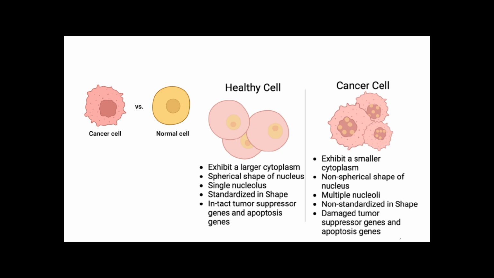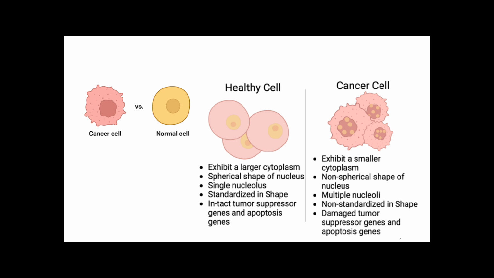So when we compare two cells, yes, these are almost similar, right? Standardized cells. So for example, if we consider squamous cells, we can say these features are what we observe in squamous cells, right? They have intact tumor suppressor genes and apoptosis genes. So here it is controlled by that suppressor gene and the apoptosis gene.